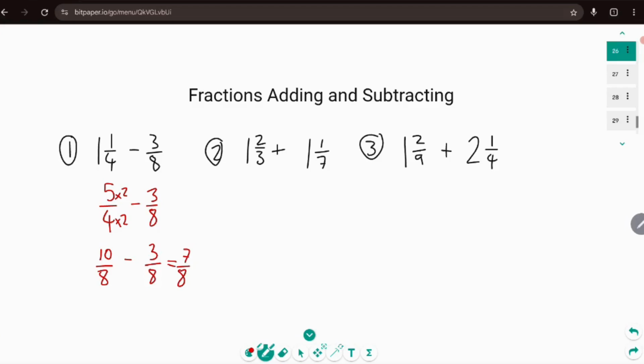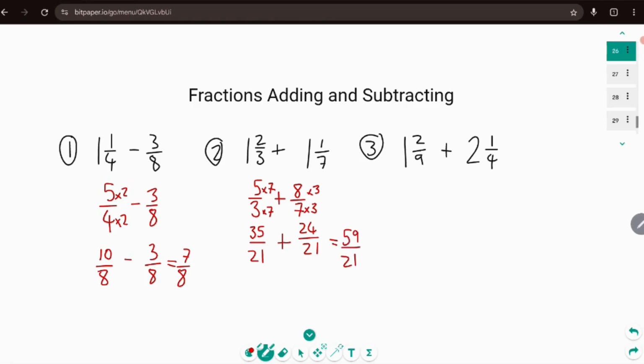Okay, this next one, 1 times 3 is 3, add 2 is 5, so you've got 5/3. 1 times 7 is 7, add 1 is 8. Lowest common multiple, 21. Multiply by 7 to get 21, multiply by 7. Multiply by 3. Multiply by 3. 8 times 3 is 24. 35, add 24 is 59.